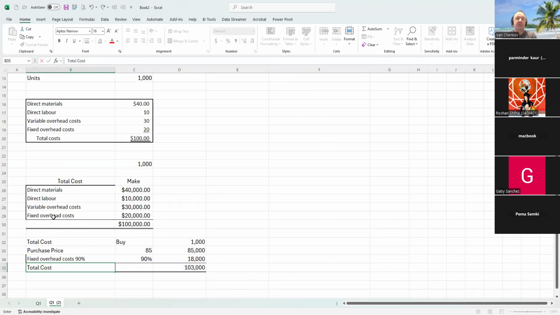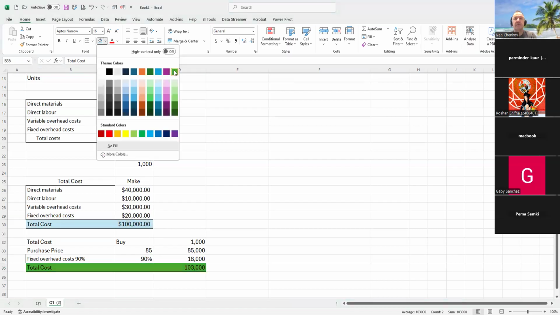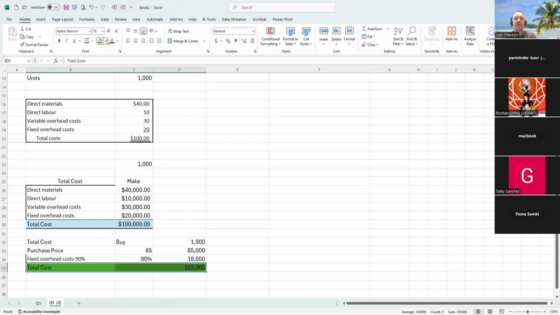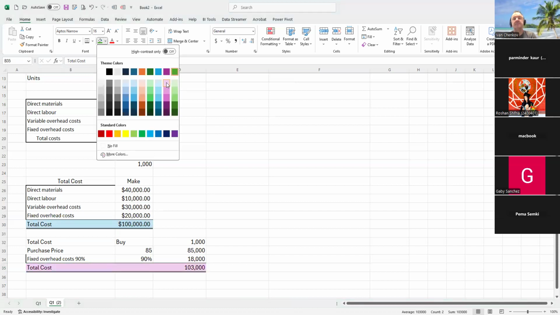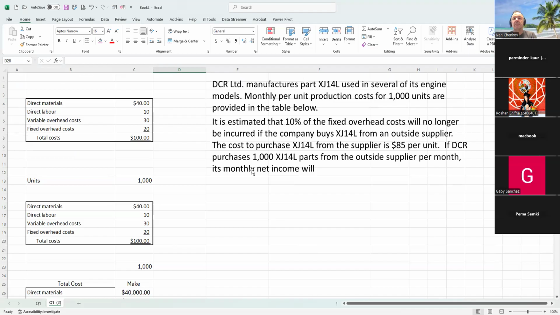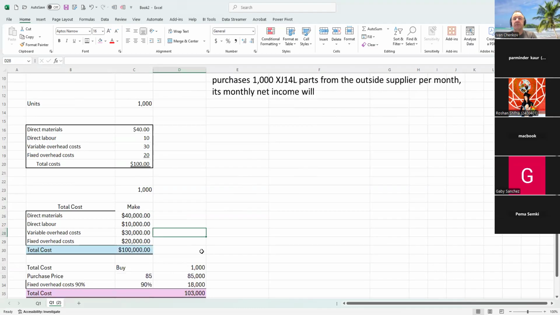So the question is, should I make it, or should I buy it? Make it. Why? Because it's going to cost only $100,000. If you buy it, you have to spend $103,000. So what's going to happen with my income? Is it going to increase or decrease? Decrease by $3,000. The monthly net income is going to decrease by $3,000.